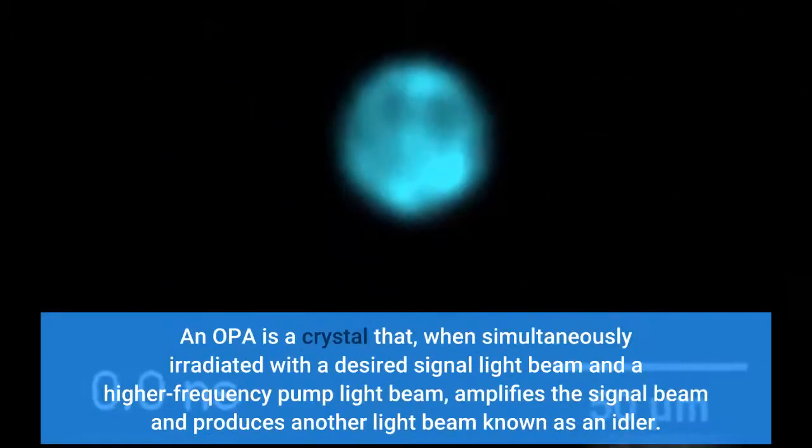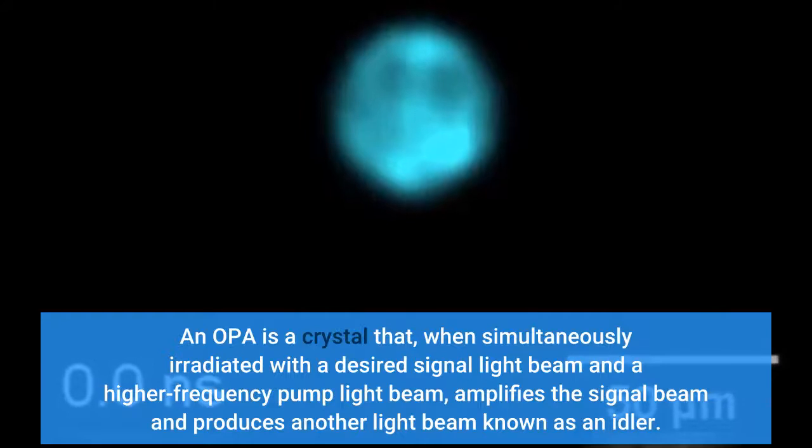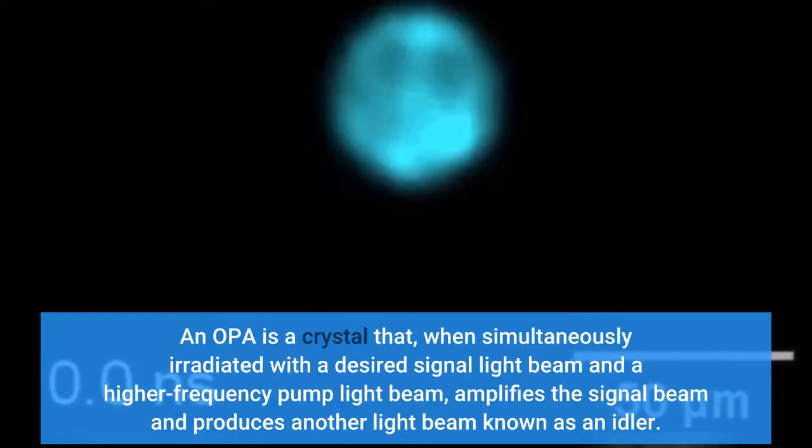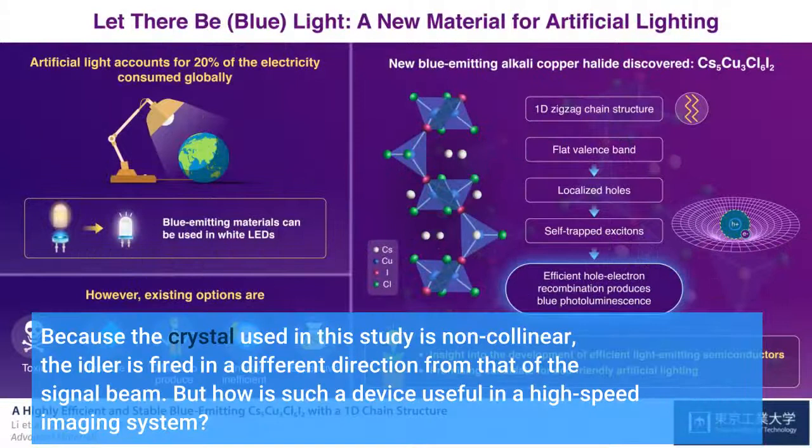An OPA is a crystal that, when simultaneously irradiated with a desired signal light beam and a higher frequency pump light beam, amplifies the signal beam and produces another light beam known as an idler. Because the crystal used in this study is non-collinear, the idler is fired in a different direction from that of the signal beam. But how is such a device useful in a high-speed imaging system?